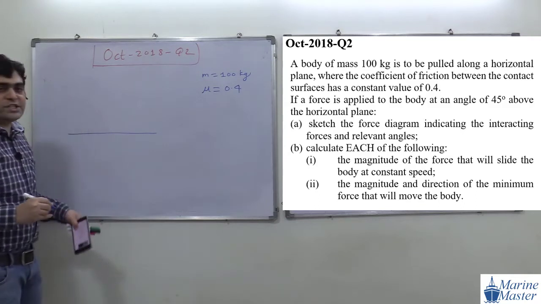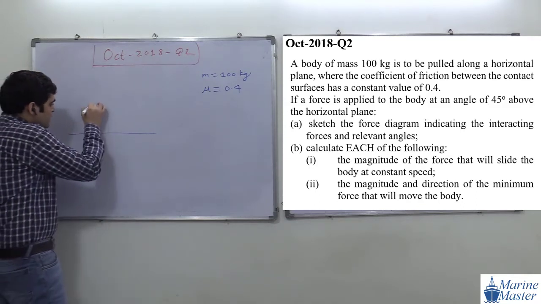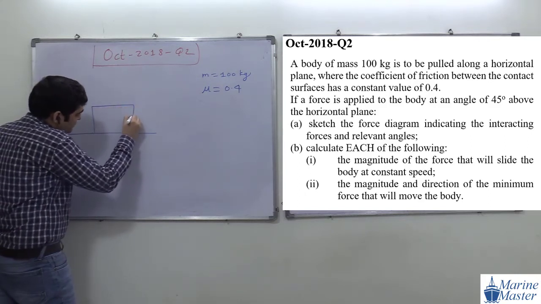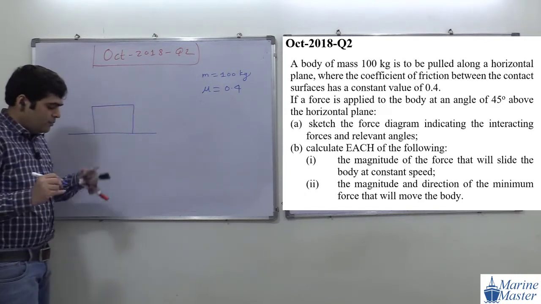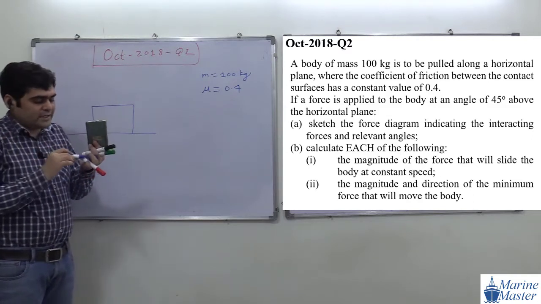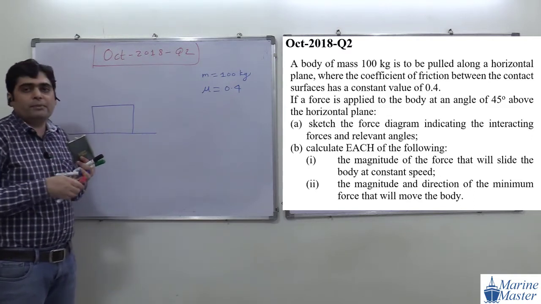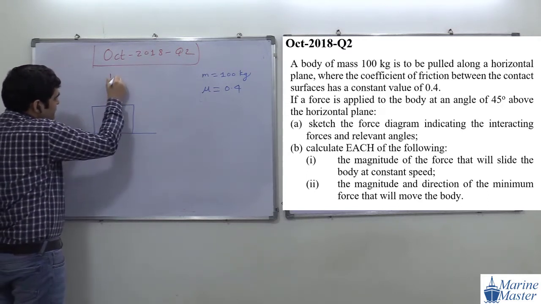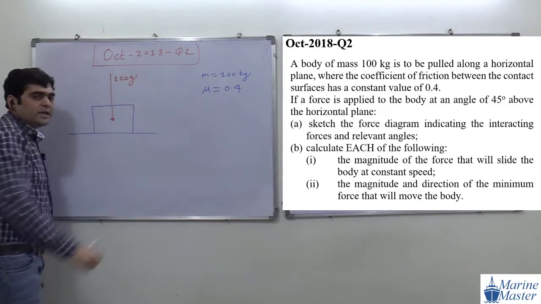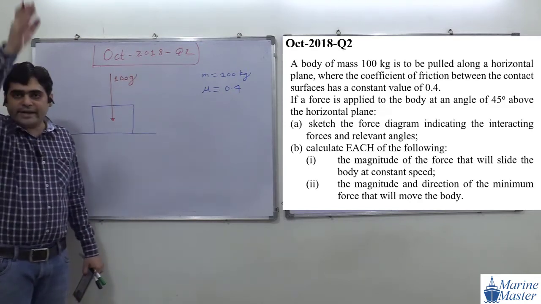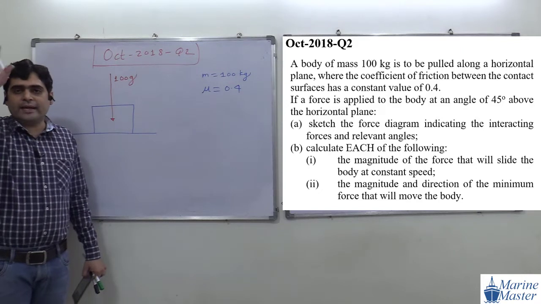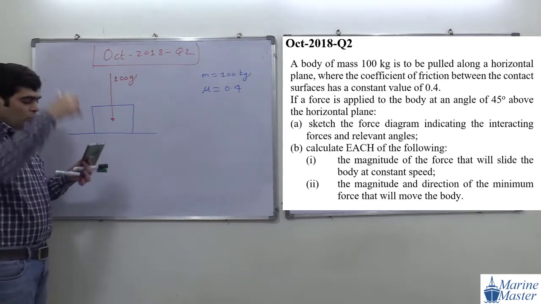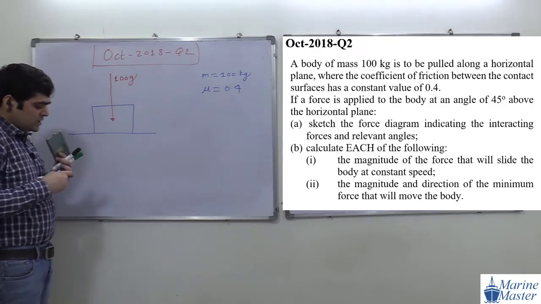This is our horizontal plane. On this horizontal plane, there is a body whose mass is 100 kg. If the mass is 100 kg, what will be its weight? Weight will be 100 g. 100 into g, where g is 9.81. Okay, 100 g.